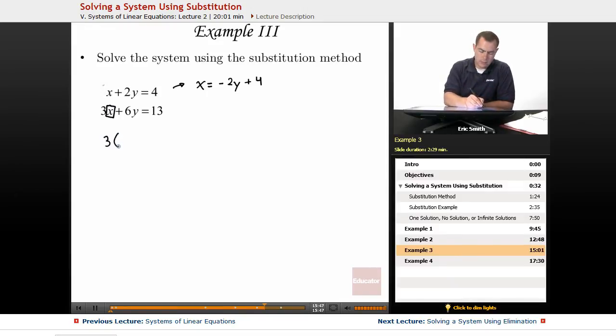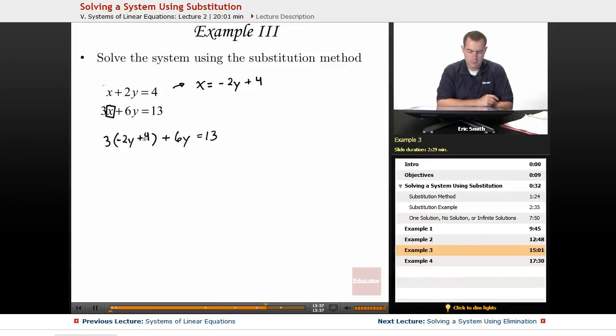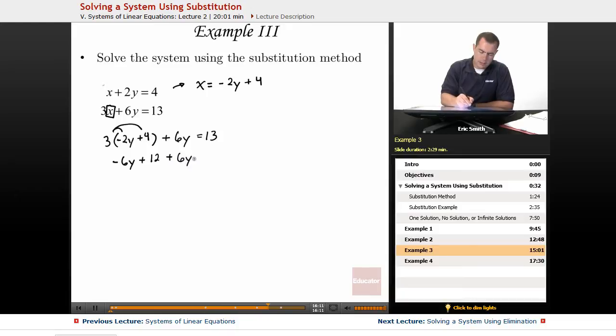So 3, leave lots of space, plus 6y equals 13, and we'll drop in negative 2y plus 4. All right. Now I only have y's in this new equation, so we'll continue solving it by getting y all by itself. Let's go ahead and distribute. So negative 6y plus 12 plus 6y equals 13.